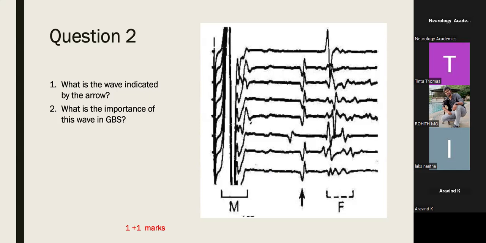F wave, afferent and efferent: when we stimulate, it travels until the cell body and comes back through the same. Which structure is afferent and which is efferent? For F, both are the motor nerve itself. So it's not a true reflex. It's not a true reflex.